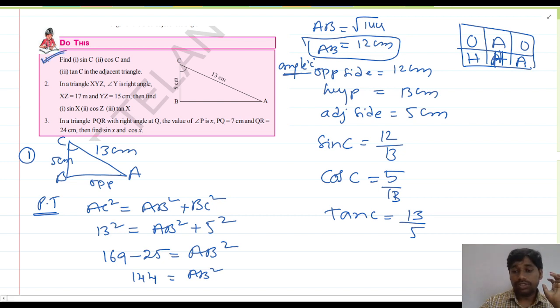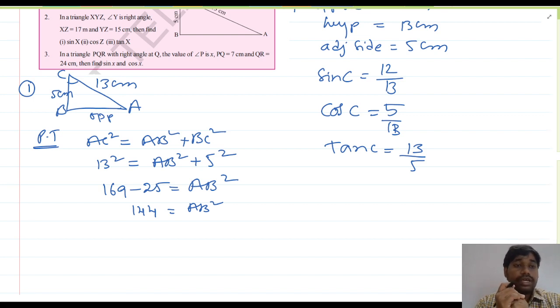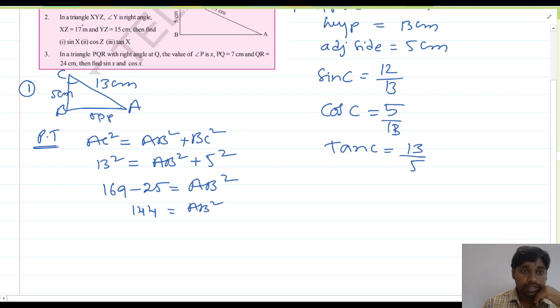Okay, next question. If you see the second question: in a triangle XYZ, Y is a right angle and ZX is 17 meters, YZ is 15 centimeters. Actually this should be in centimeters only. So find sin X, cos Z, tan X.